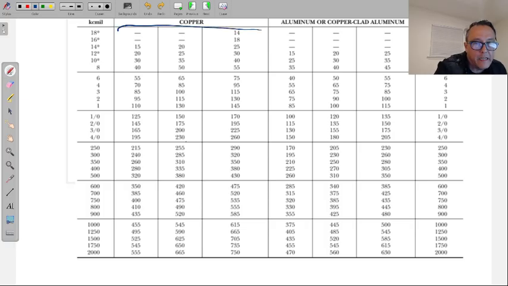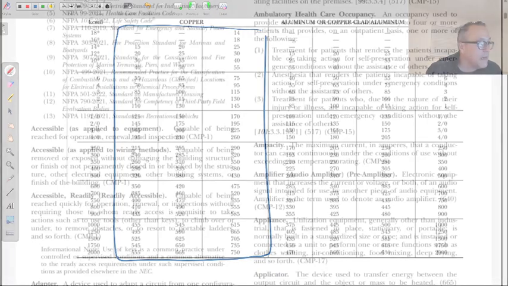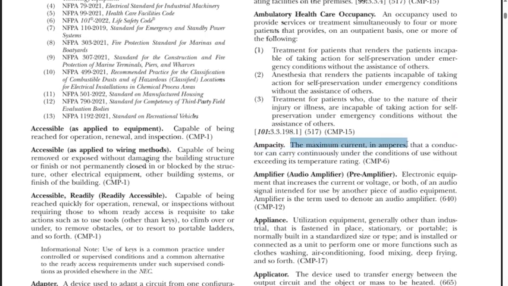All of this information here is the amperage that each of those conductors can carry. All right, so going back to that note here, the maximum current in amperage that a conductor can carry continuously, meaning if you were to leave this load on or this machine on or the lights on for 24, 36, or however many hours it takes continuously, under the conditions of use without exceeding the temperature rating.